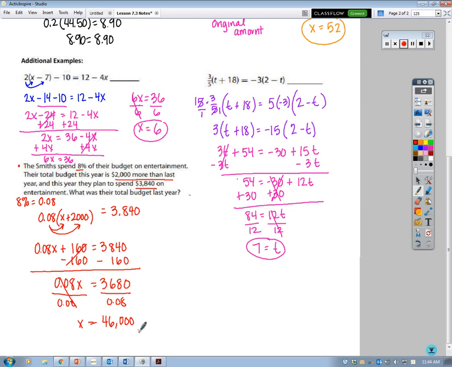That's a lot of money. So if I plug this back in to my original equation, where 46,000 was their original budget, they're going to add 2,000 to that for this year, multiply that by 8%, and that should give them their total entertainment budget this year, which should be 3,840.